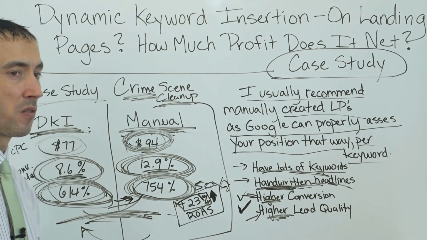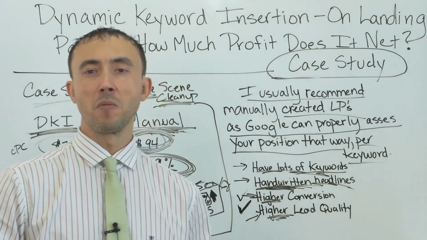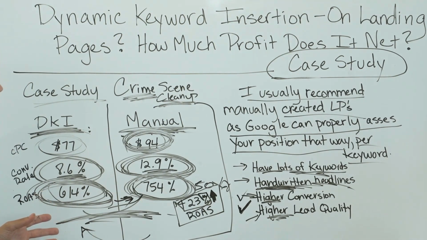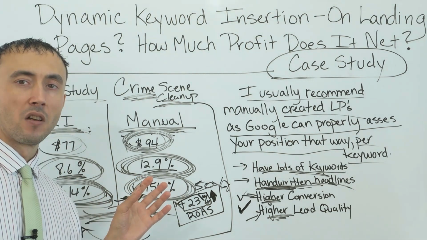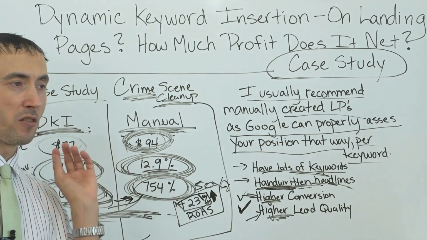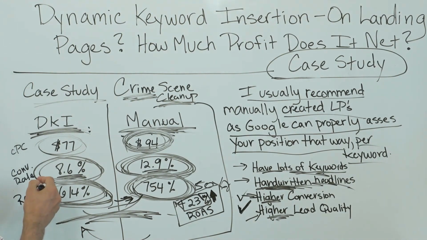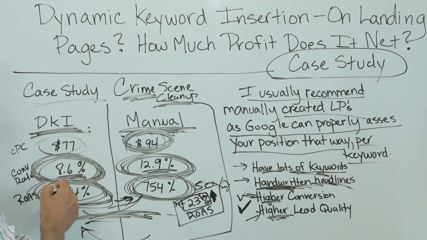Just to put that into perspective and to mention something about that as well. So as you can see here in a niche like crime scene cleanup services, you got a massive, massive advantage you're giving yourself using manually written headlines instead of dynamic keyword insertion headlines. Even though dynamic keyword insertion headlines in this space, the conversion rate is actually pretty decent. The average person in this crime scene cleanup space is going to get 5-6% conversion rates.